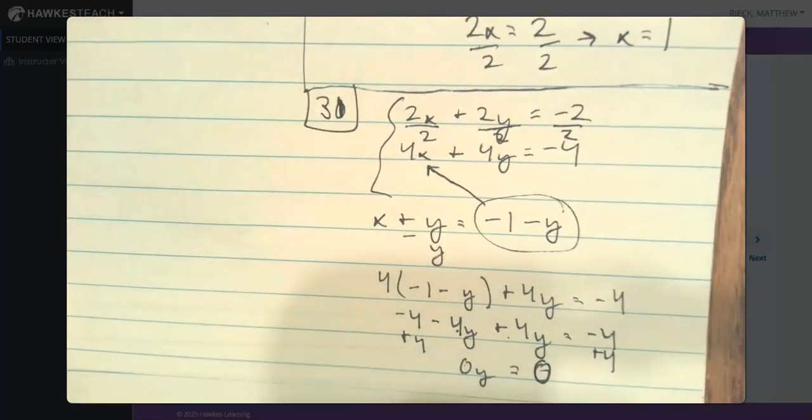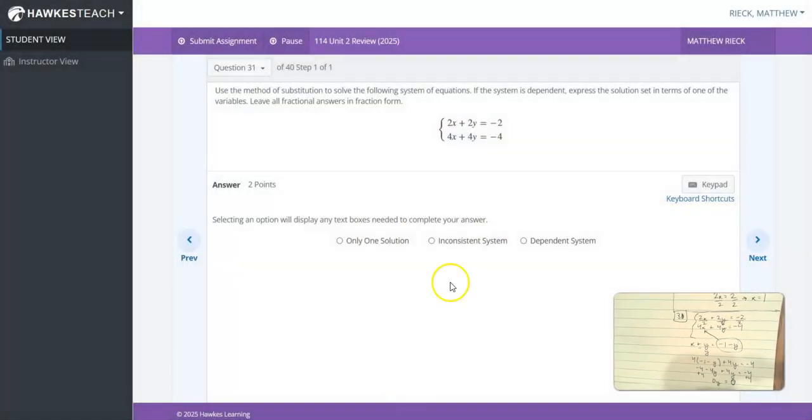Now again, if you end up with 0 times your variable equaling a non-zero number, that's when you know you have an inconsistent equation. So your answer is going to be the empty set. When you have 0 times your variable equals 0, then that's when you know you have a dependent system. Alright, so let's see, express the solution set in terms of one of the variables.